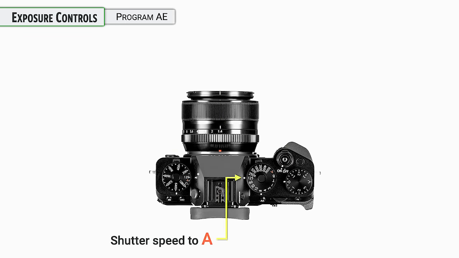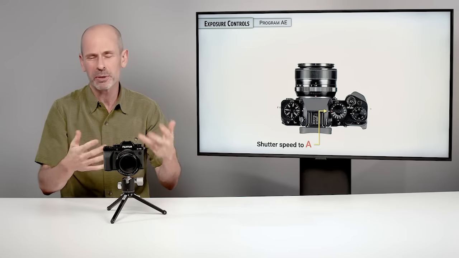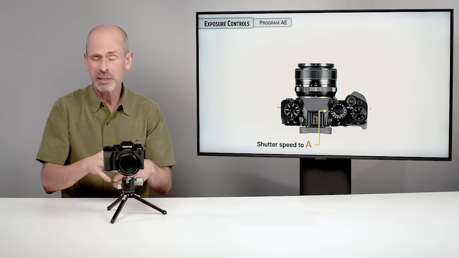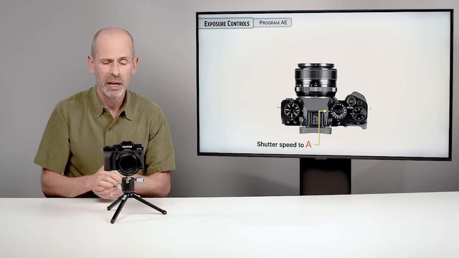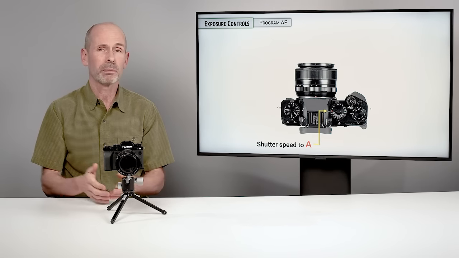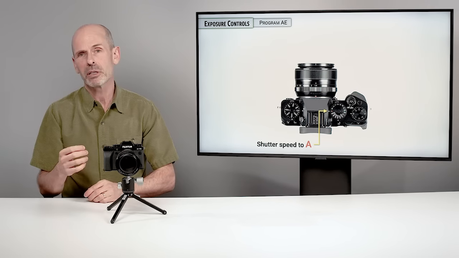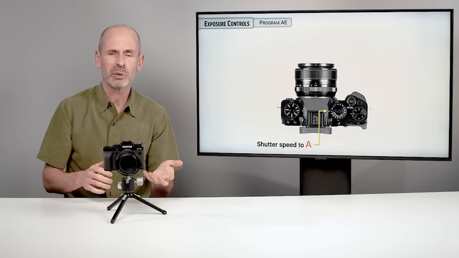All right, program auto exposure. Most cameras on the market have something called a mode dial on the top of the camera, which is how shutter speeds and apertures are controlled. This camera doesn't have that. Now on that mode dial that most other cameras have is a P setting, which stands for program, which means the camera is going to control shutter speeds and apertures for you.